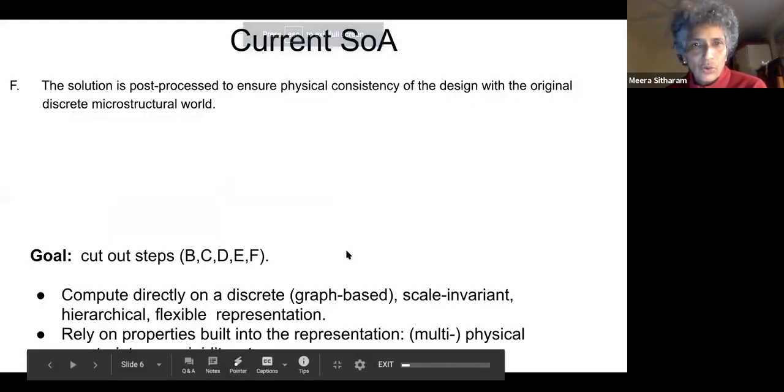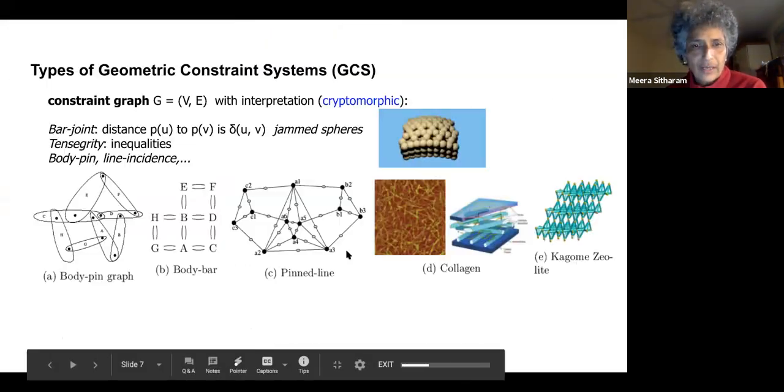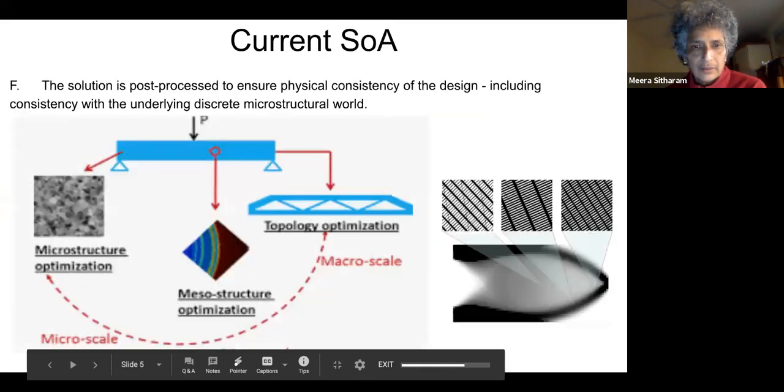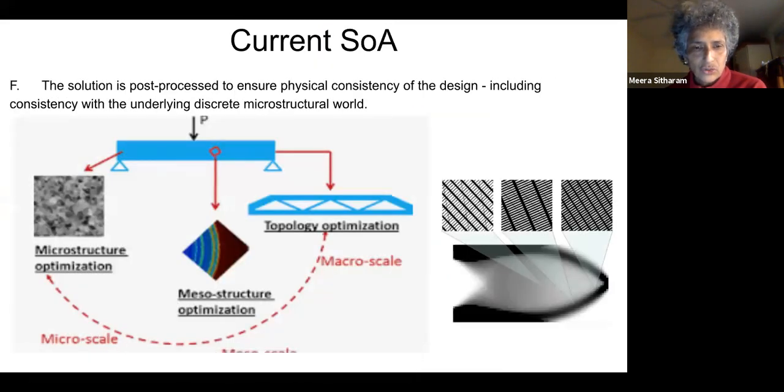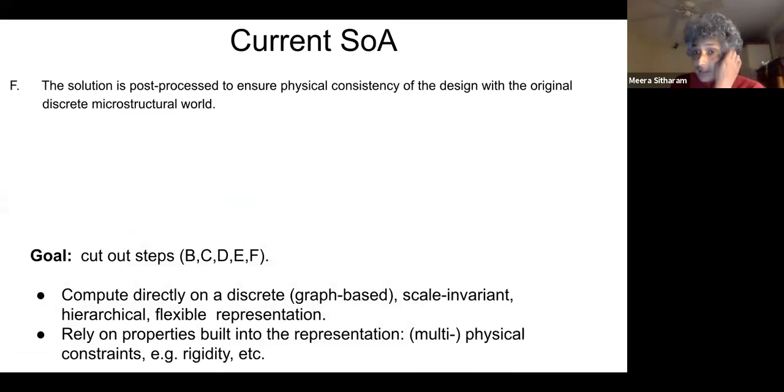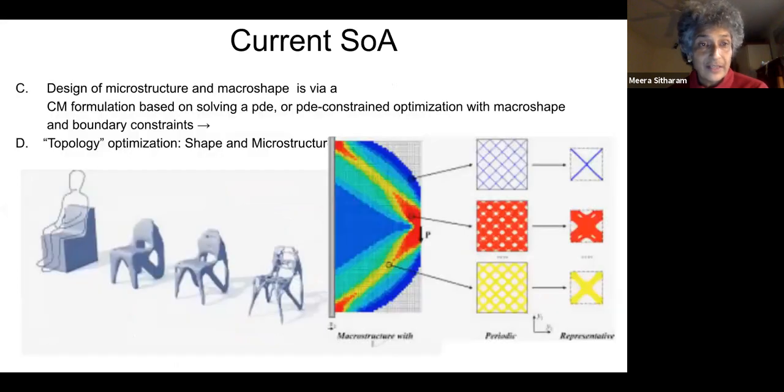Okay, so the goal is to somehow cut out somehow the control of my, yeah, there we go. The goal is to sort of cut out all of these intermediate steps, B, C, D, E, F. You may not remember B, C, D, E, F, but let me quickly go through this.